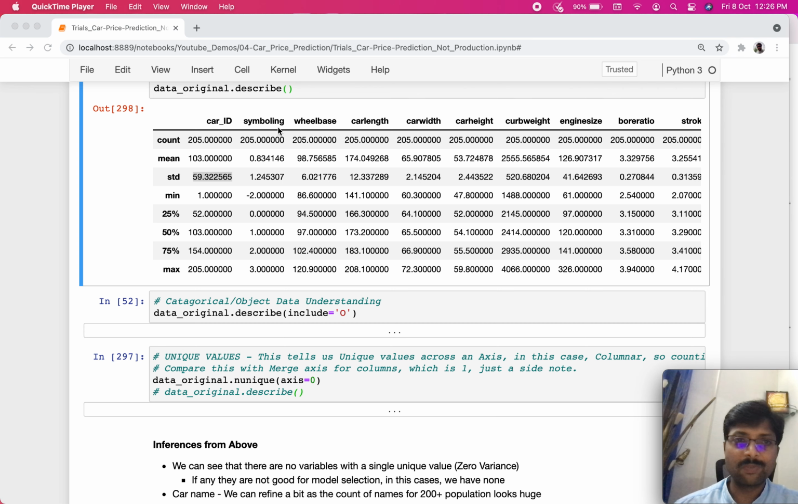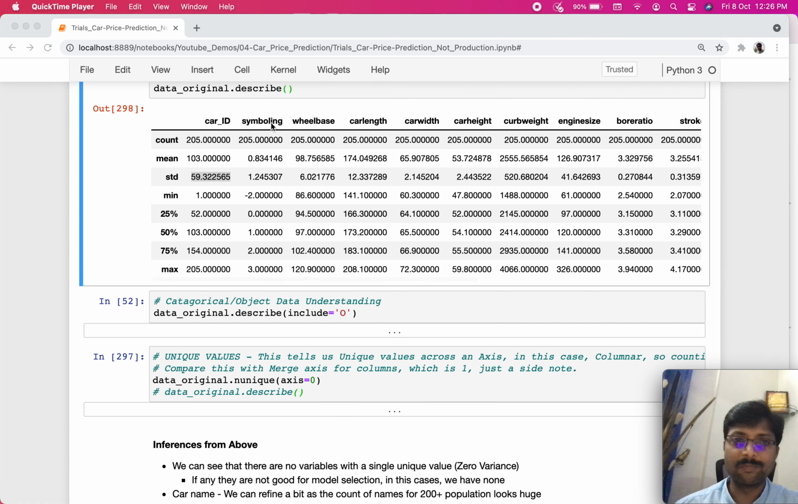In similar lines, we will look at the other numeric parameters as well, like curb weight, wheelbase, and car length. We'll look at all the different statistical parameters of these variables, like the standard deviation, which shows how much spread a variable has. This gives us an indication of the inherent variance within that parameter. Having variance is good, but too much variance may not be good here.